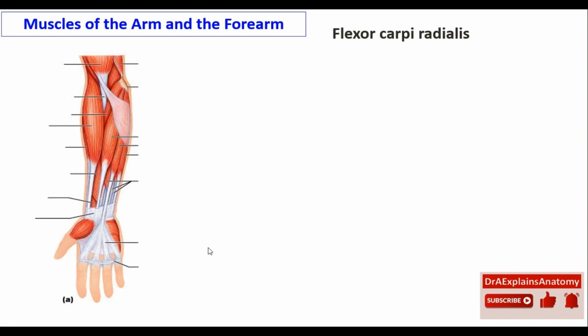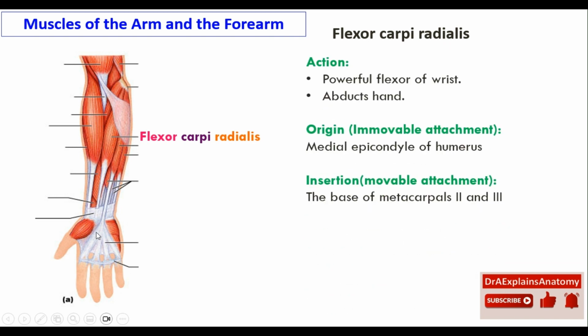Moving to the flexor carpi radialis muscle, which is this right here, flexor. It is on the anterior aspect of the forearm. Carpi radialis, it runs laterally, which is toward the thumb. The action, it is a powerful flexor of the wrist, from the name, flexor of the wrist. It also abducts the hand.